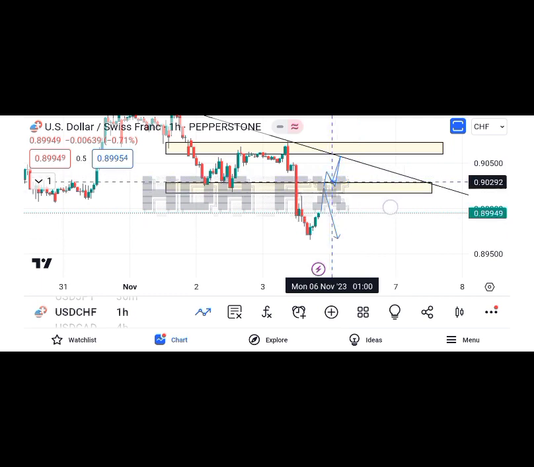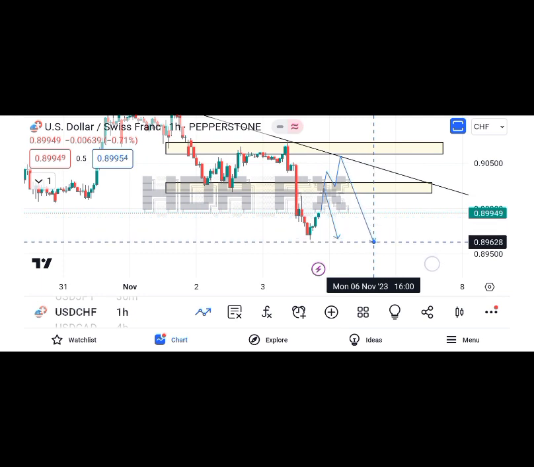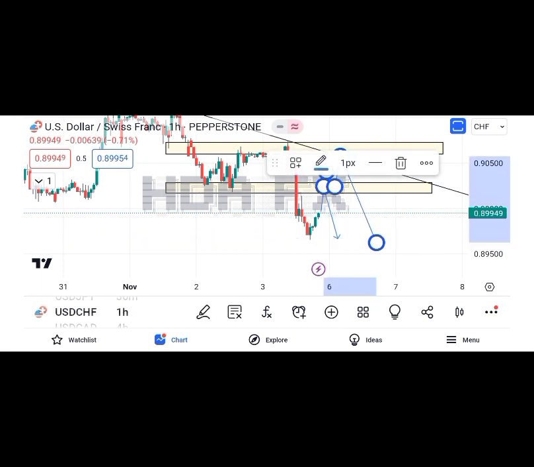So if you want to buy USDCHF, wait for price to break this zone upward. Then wait for a retest, then scalp some buys to this trend line here. When price gets to this trend line, look for selling confirming candles, then sell USDCHF. So this is my analysis on USDCHF.